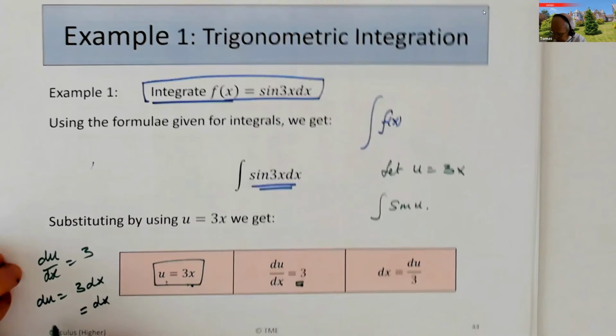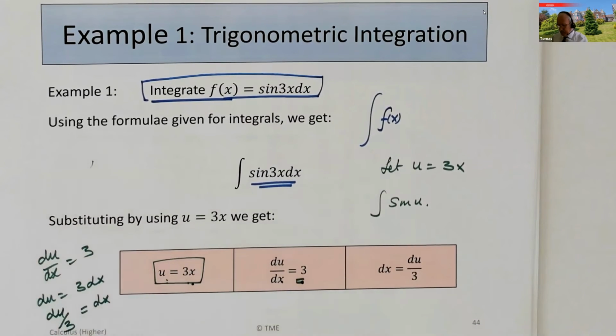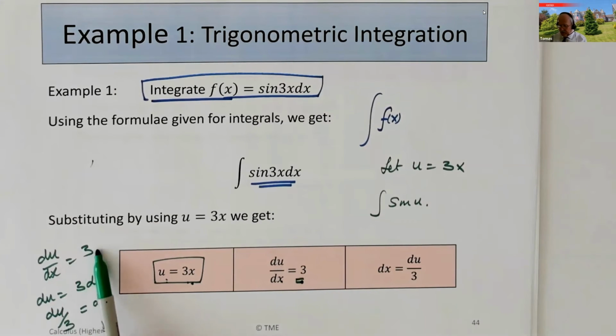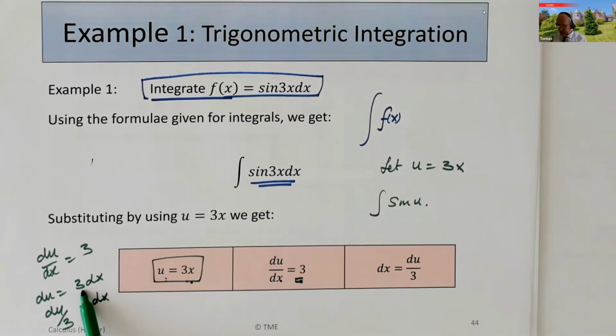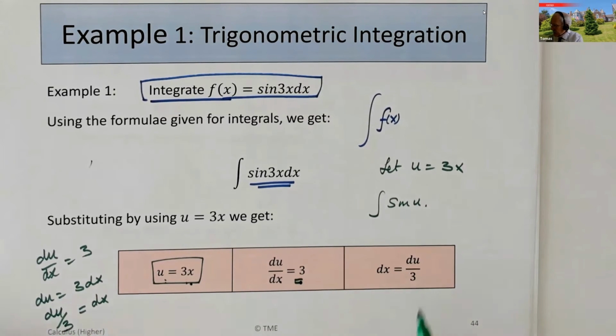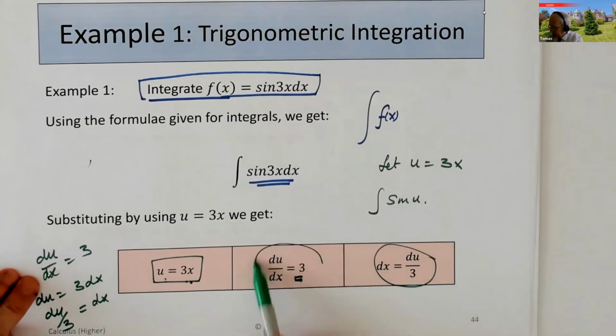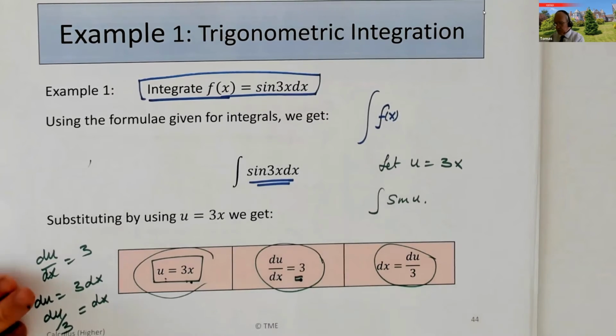dx is du over 3. So in this case, I said, I don't like the dx on the bottom. I'm going to multiply it up on both sides. I don't like the 3 on the top. I'm going to divide. So what I've done there is I've found out one in terms of the other.